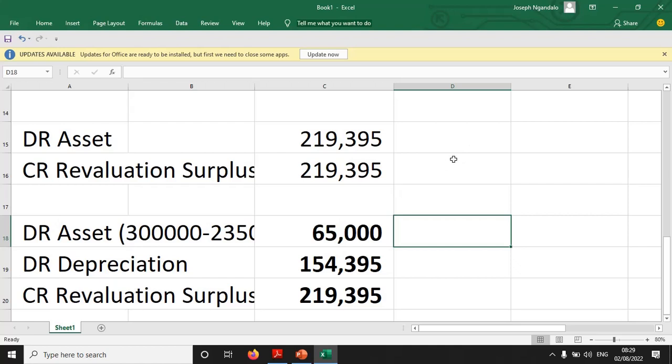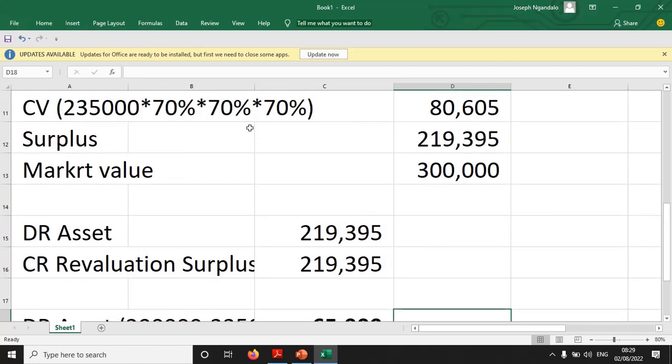Can I proceed? Still writing, all right? Please make sure that you start with this particular working, right? Can you see this working on top here? It is a key working because it enables you to counter check which one? The revaluation surplus. Very important.